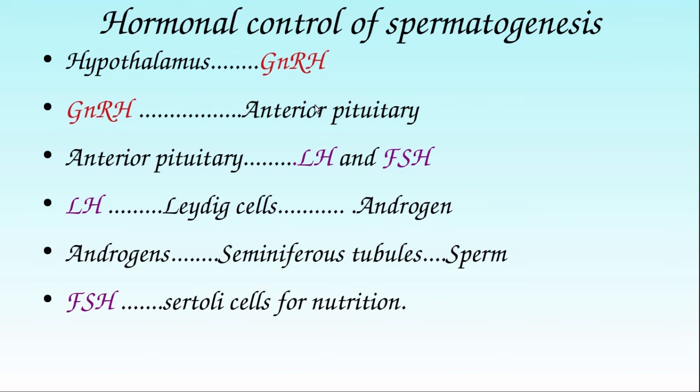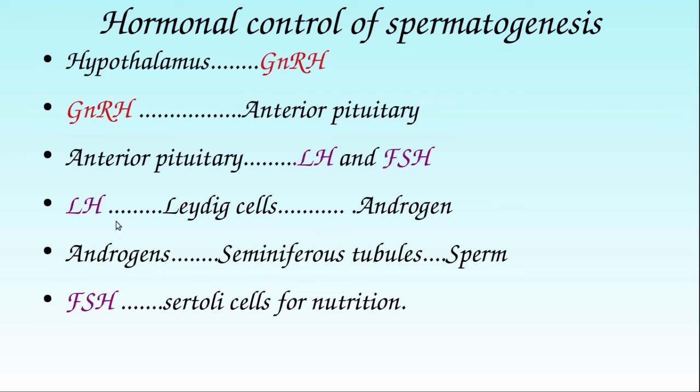They act upon the anterior lobe of the pituitary. So the anterior lobe of the pituitary releases two tropic hormones, LH and FSH. LH is the luteinizing hormone, and FSH is the follicle stimulating hormone. Now this luteinizing hormone acts upon Leydig cells, which produce androgen. You know what Leydig cells are? The interstitial cells in between the seminiferous tubules, and they produce androgens, mainly testosterone in males. So LH stimulates Leydig cells to produce androgen.